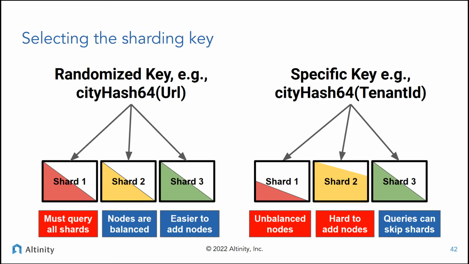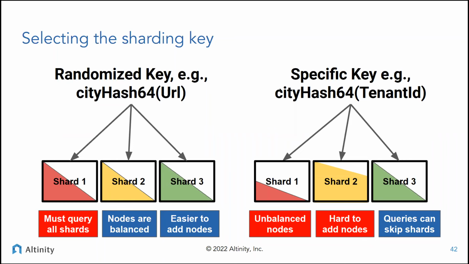Here's a couple examples. If you have a multi-tenant system, you could just put all the data from all the tenants together in a single set of shards, and you'll just use some randomized key, like you'll run cityHash. If you're doing a web crawler, run cityHash64 on the URLs that are in your data.